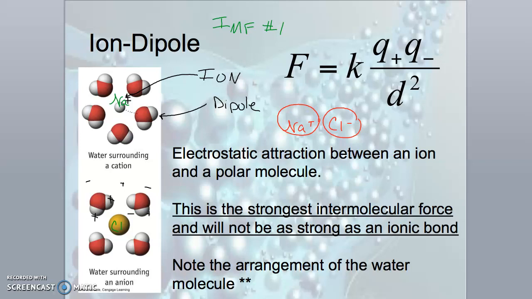So here we are. We're going to call this intermolecular force number 1, and this is the strongest intermolecular force, not as strong as an ionic bond, and this is what we call an ion-dipole force. So we have an ion present, and we have something with a dipole. In this case, we've got the sodium ion and the chloride ion in water. And so water has a dipole, it's polar, and we have a force between the partial negative end of the water and the positive of the sodium. Likewise, for the chloride ion, the partial positive on the hydrogen end of the water is closer to the chloride ion.